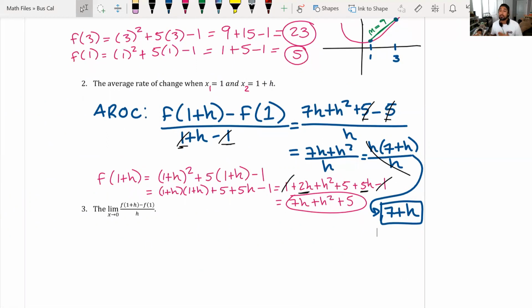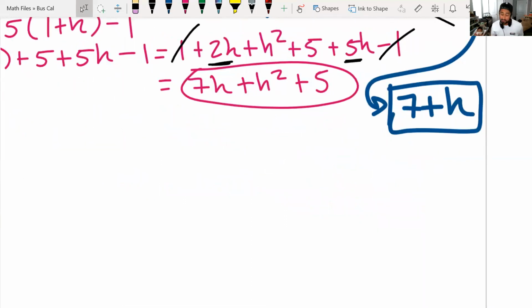So what we're saying is the average rate of change when x is 1 and x is 1 plus h, the average rate of change between those two points is 7 plus h. Ooh, huge number. Okay, so another visual representation of what we just did is basically the same as above.